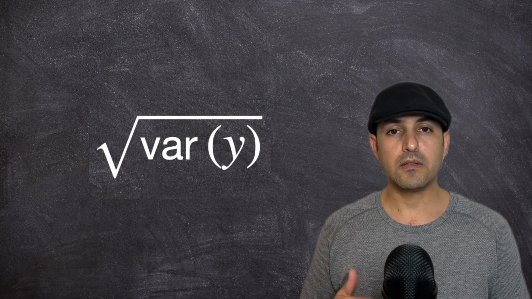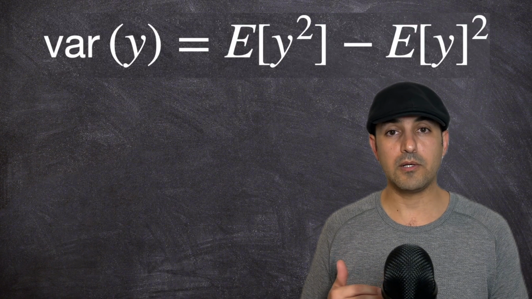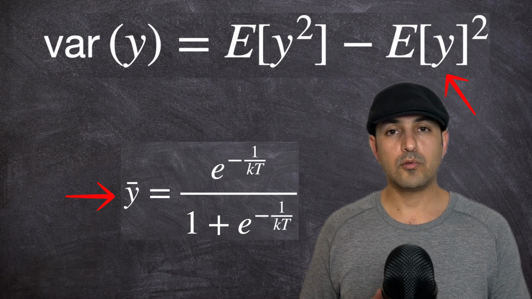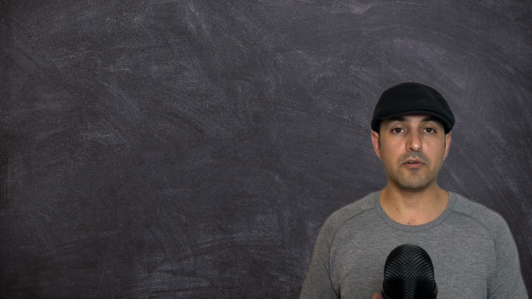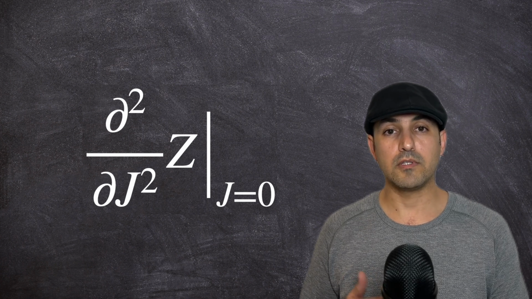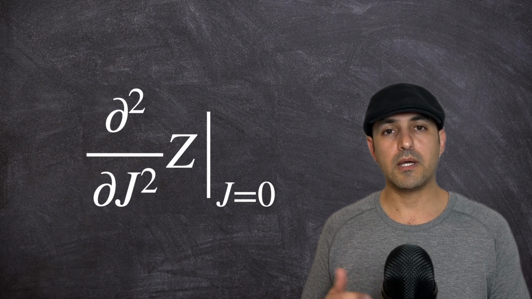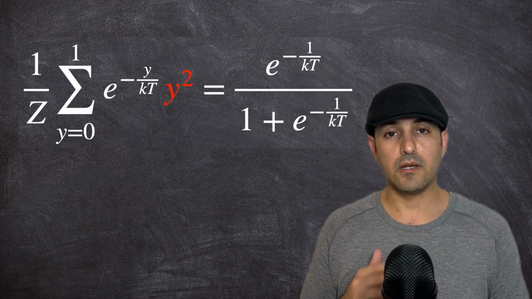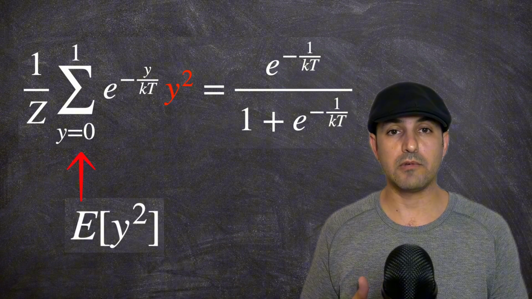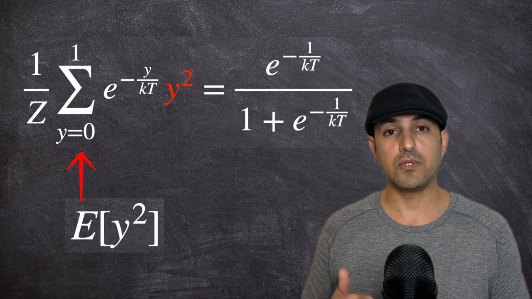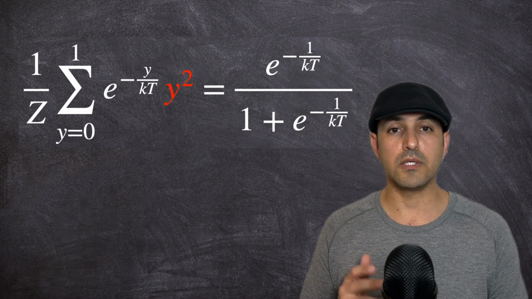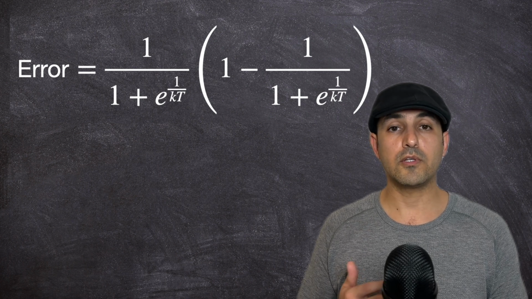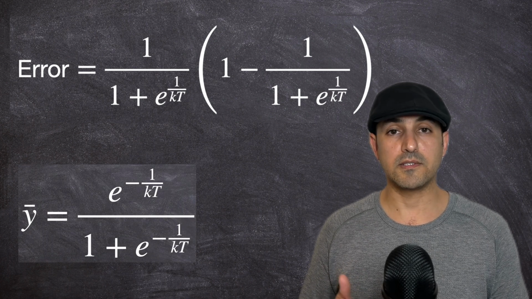By definition, the variance of y is equal to the expected value of y squared minus the expected value of y to the power 2. To calculate that, let's take a second derivative of the two sides of the partition function with respect to the auxiliary variable j and then set j equal to 0. Now divide the two sides by Z. The left hand side is the definition of the expected value of y squared. Let's now put its equivalent on the right hand side into the equation for the error of the prediction. And here is our error estimation for the predictions we make using our logistic regression model.